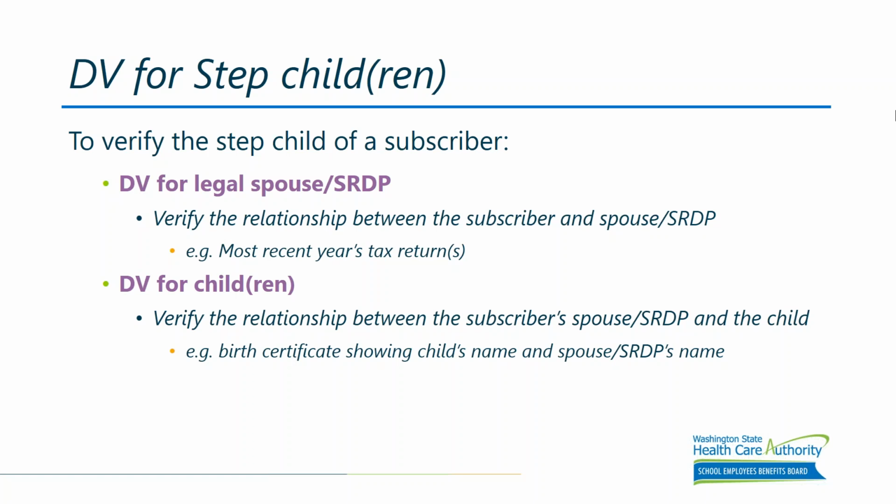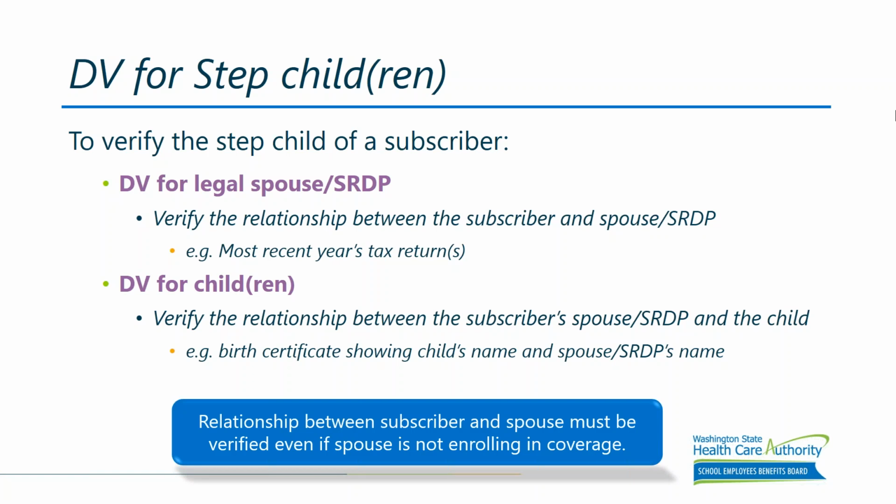For stepchildren, to verify, we will need to verify the subscriber and the spouse's relationship. So we'll need some kind of documentation from that list in order to verify the legal spouse or the state registered domestic partner. And we will also have to verify the child. So we'll have to make that connection between the spouse and the child. And this is regardless of whether or not that spouse is being enrolled in coverage. So just to reiterate, we have to connect the subscriber to the spouse and connect the child to the spouse as well.